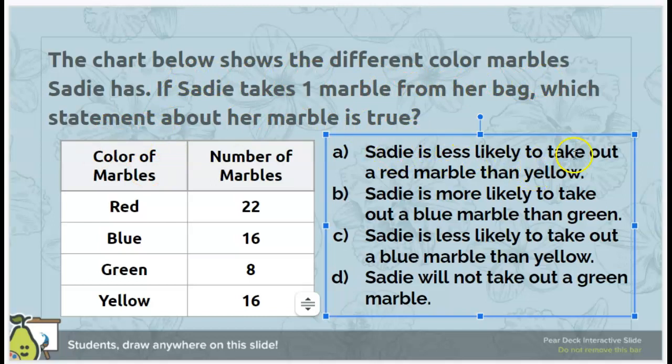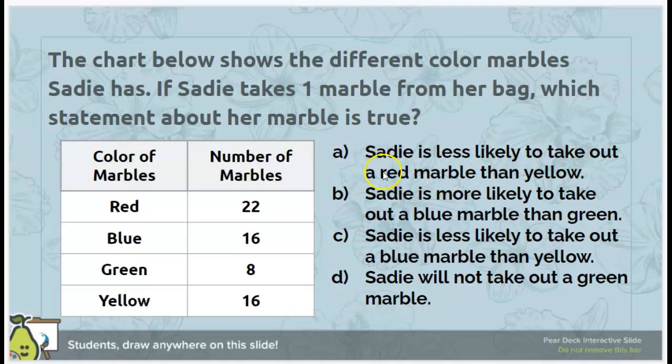Okay, so Sadie is less likely to take out a red marble than a yellow. So she's less likely to take out a red marble than a yellow. Is that true, or are there more red than yellow? You notice there are more red than yellow, so she is more likely to pick a red than a yellow. So we're just going to X that out because that's not correct. Okay, Sadie is more likely to take out a blue than a green. A blue than a green. That is true, so I'm going to put a little question mark there.